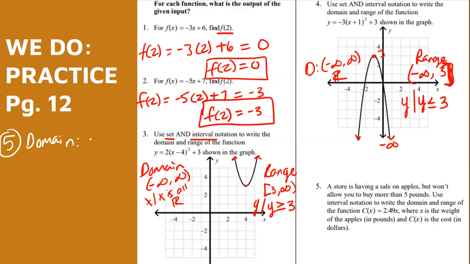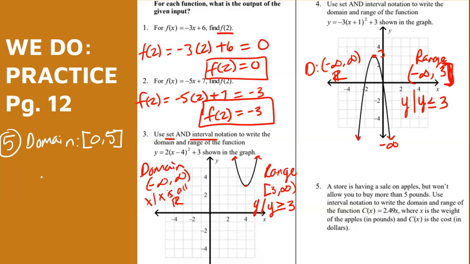The pounds of apples, right? What's the least amount of pounds of apples you can buy? 0. And what's the max amount of pounds of apples you can buy? 5. So that is your domain from 0 to 5. Does that make sense? And we write it as an interval because you can buy 1.2 pounds, right? You can buy 3.12 pounds. That's why it's written from 0 to 5.